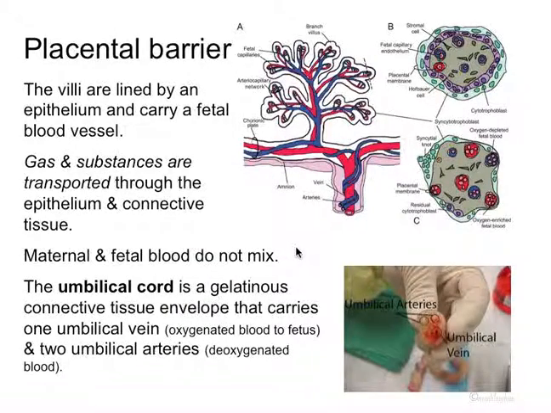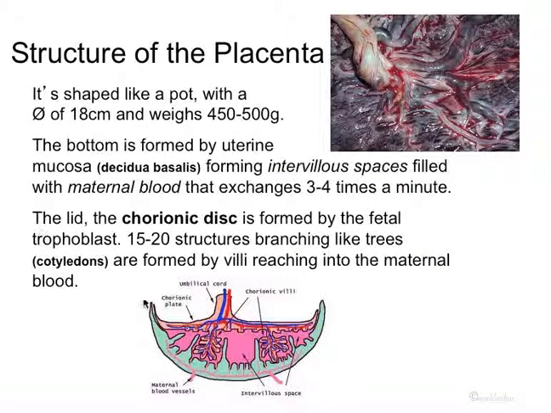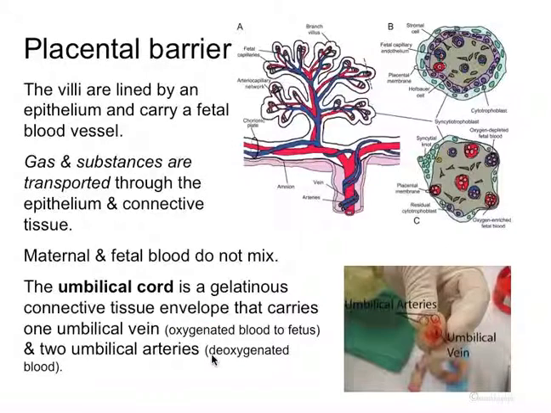The placental barrier. The villi are lined by an epithelium and carry the fetal blood vessels. So those are these villi here that go in, and they have fetal blood vessels inside of them. And the gases and substances are transported through the epithelium and the connective tissue so that the maternal and the fetal blood do not mix. So there's a barrier, the placental blood barrier.